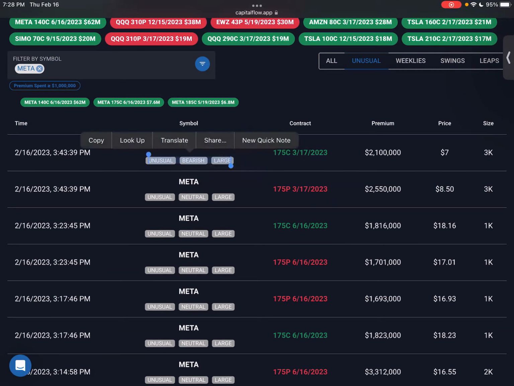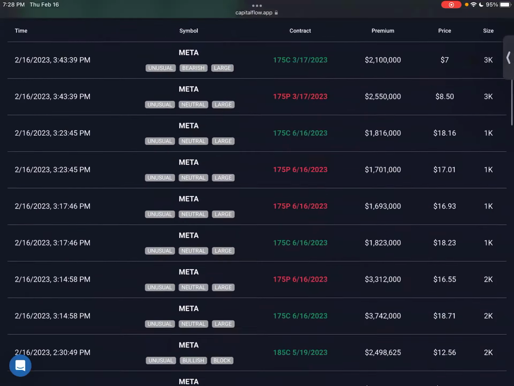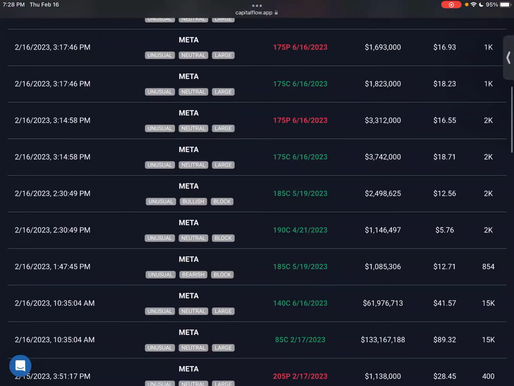When you see a large order, it's a trade that means there was more than 100,000 spent. You see a block order, you can hover over it or tap on it, depending on if you're on mobile, iPad, whatever. These are privately negotiated orders done outside of the regular exchanges. So what that means is block orders, you can typically expect those to be institutional orders exclusively, because they're done outside of regular exchanges.